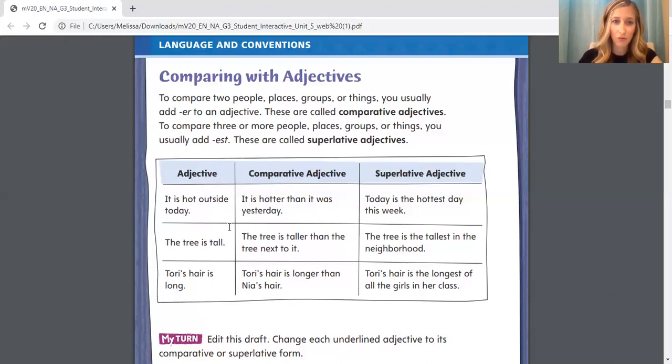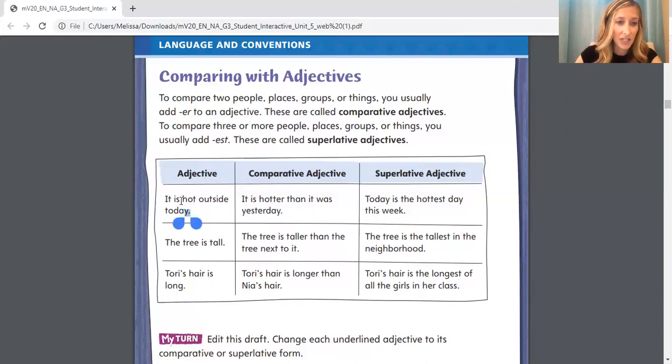So I'm going to repeat this for you. When you add er to an adjective, that's comparative. That's when you're only comparing 2 things, 2 people, 2 places, 2 groups. When you're comparing 3 or more, you add est, and that's considered a superlative adjective. Let's go ahead and look at some examples.